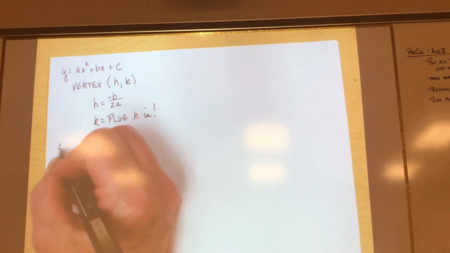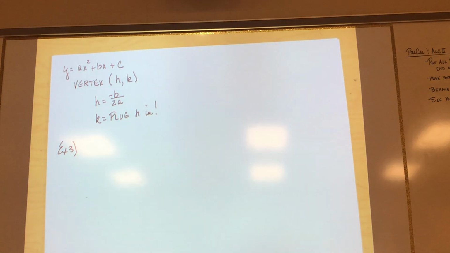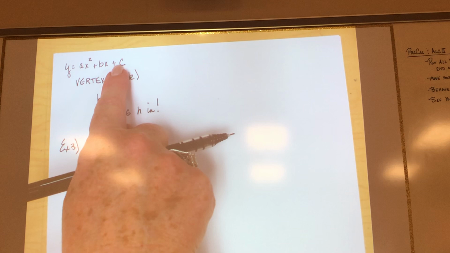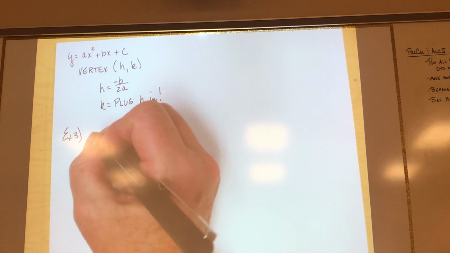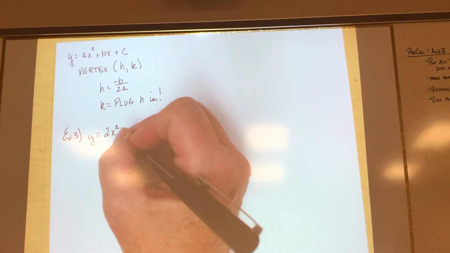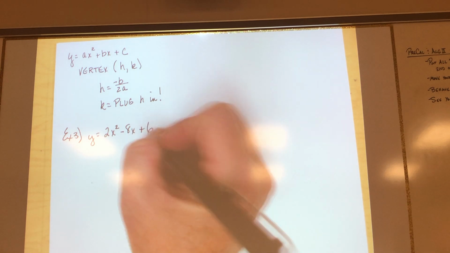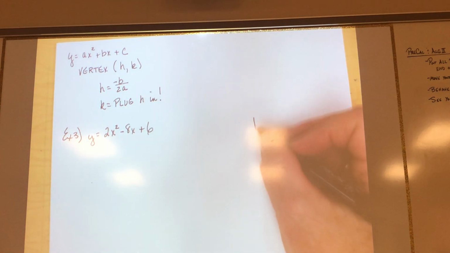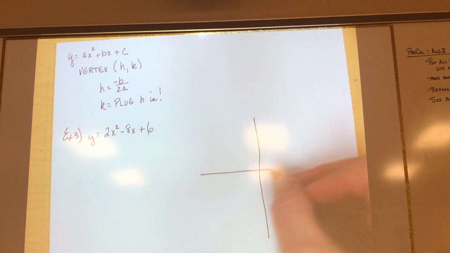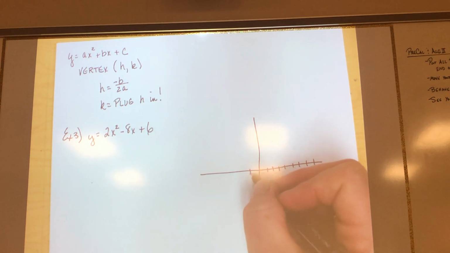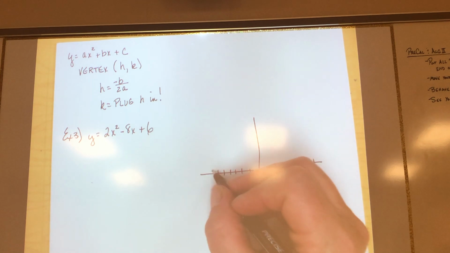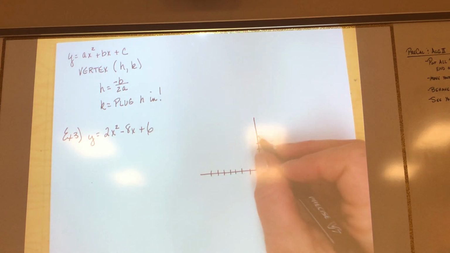It's the last problem. Example 3. It's going to look like this: y is equal to 2x squared minus 8x plus 6. We are going to talk about all those things, and we are going to graph it. This is what most of the ones on your worksheet will look like, and your test.